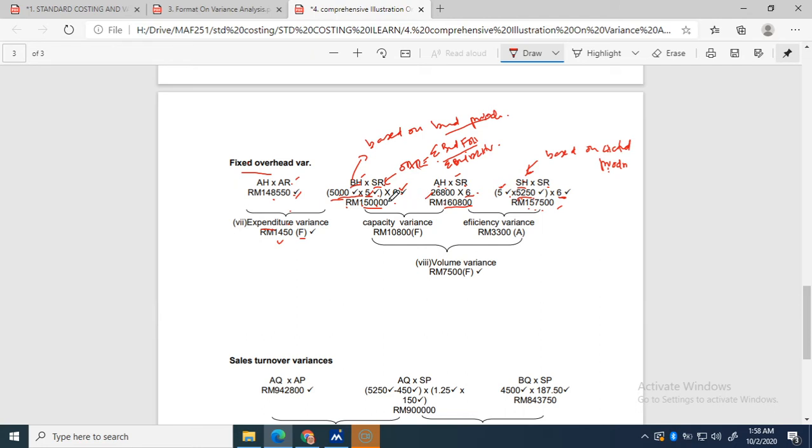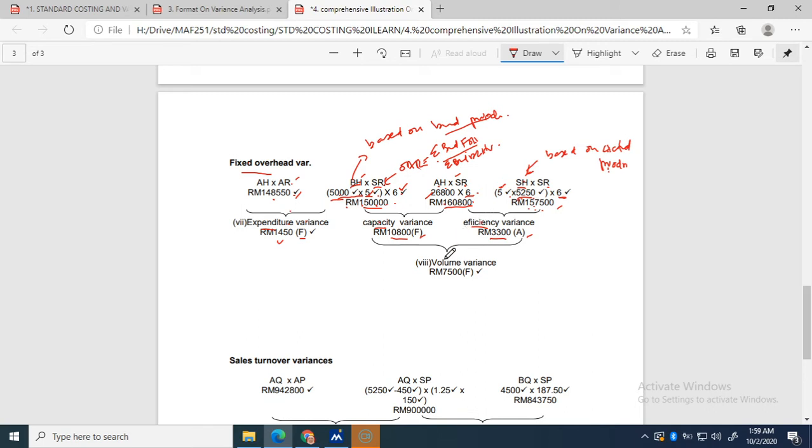Column 3 minus column 2, we get capacity. 160,800 minus 150,000, you get 10,800. Positive is favorable. The last column, column 4 minus column 3, gives the efficiency variance: 157,500 minus 160,800, you get negative 3,300. Negative means adverse. So you get expenditure, capacity, efficiency.